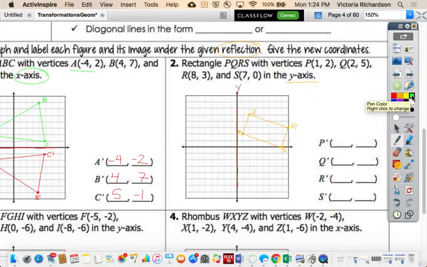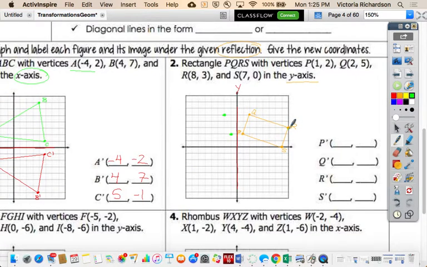So I'm going to start with P. P is 1 unit away from the line of reflection, so I'm going to make sure that my image is also 1 unit. So I'm going to put a point right there. Then I'm going to do Q. Q is 2 units away from the line of reflection, so I'm going to make sure that my other point is 2 units away from the line of reflection on the other side of the y-axis.